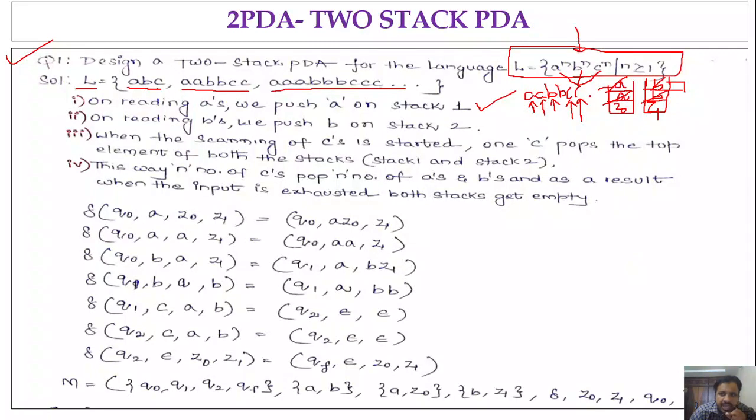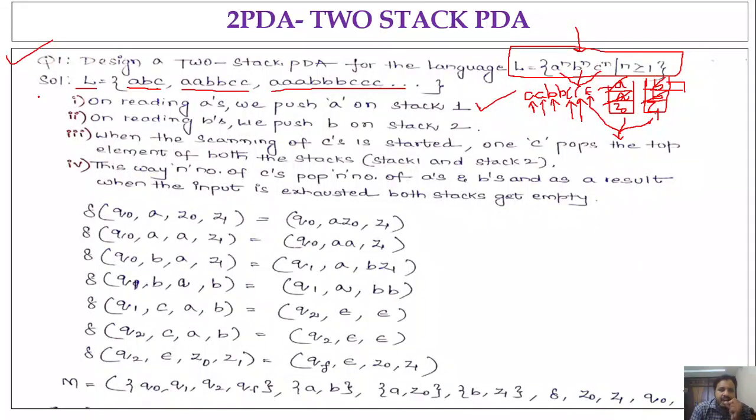Done. And at the end of the input, that means if you get an epsilon and if the stack content is Z0 and Z1, we could say that the string processing has been done and we move to the final state. Okay, and we move to the final state. So this is how we implement the logic for this particular 2 PDA.